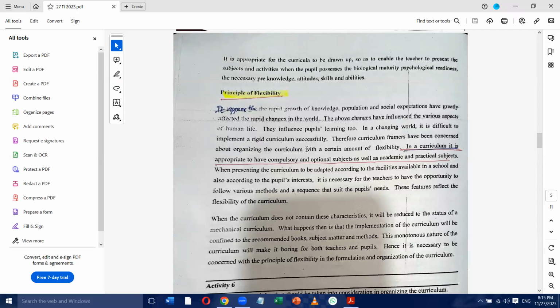Right? Okay. So when presenting the curriculum, it should be adapted according to the facilities available in a school and also according to the pupil's interest. It is necessary for the teachers to have the opportunity to follow various methods and a sequence that suit the people's needs. These features reflect the flexibility of the curriculum.